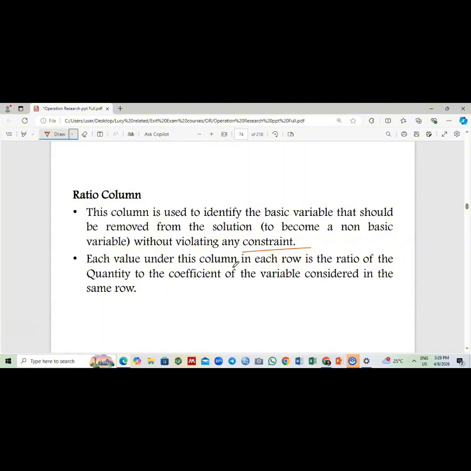Now ratio gaafa jennu gabaabumatti hariiroo wantoota lama jidduu jiru akkuma beektan ratio is in the form of A over B. Therefore, this column is used to identify the basic variable that should be removed from the solution to become a non-basic variable without violating constraint. And each value under this column in a row is the ratio of the quantity to the coefficient of the variable considered in the same row. So, row to row ratio ta'uu danda'a, row to column ratio ta'uu danda'a jechuudha.